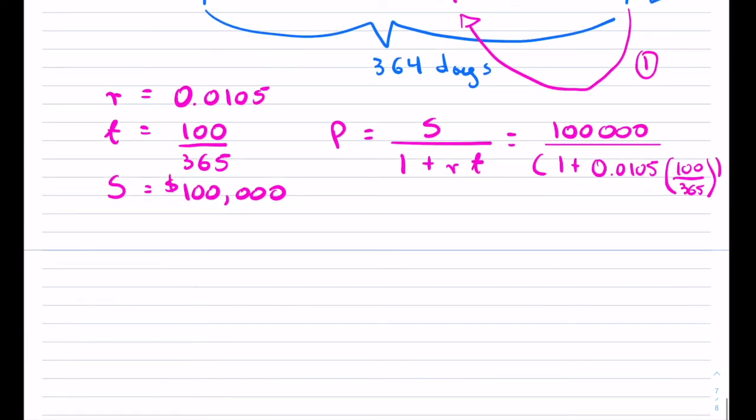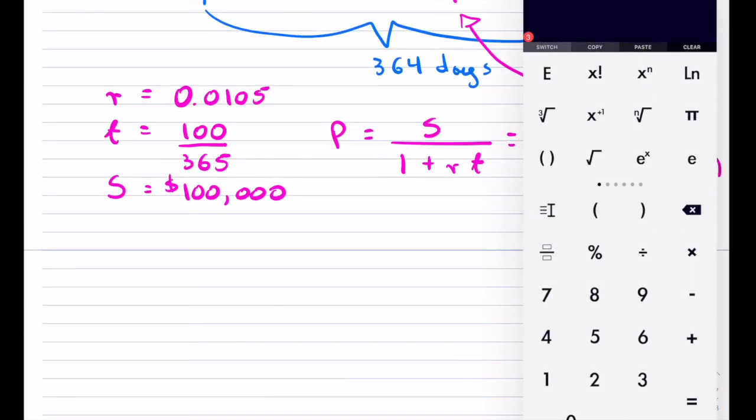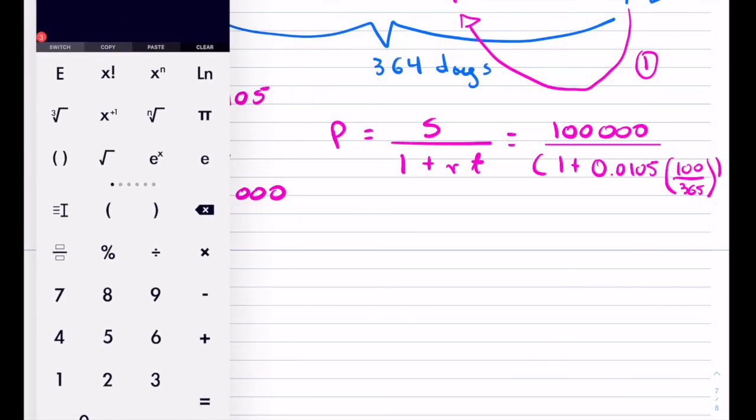So that's what I would have to do. Okay, and now let me punch this in just so that you can see it. So that's 100,000 divided by, and then I put the whole thing in brackets because I'm dividing by the whole denominator. So 1 plus 0.0105 multiplied by 100 divided by 365. All right, so that's the whole thing there.